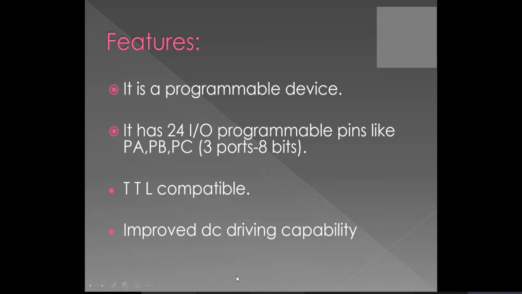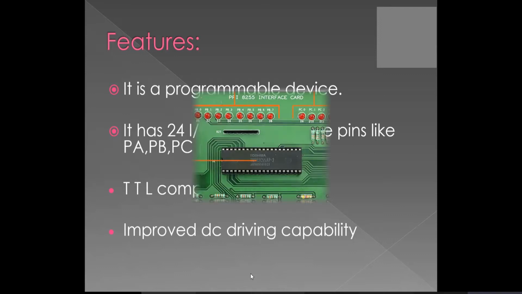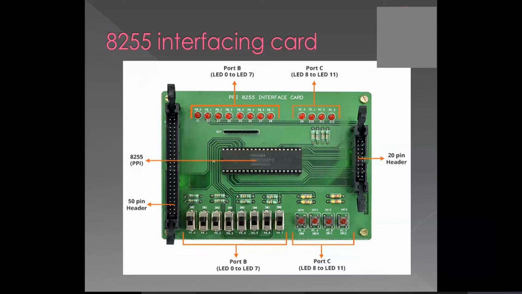You can leave the improved DC driving capability. It's not for you. So this is the 8255 interfacing card. This is how it looks like. There is an IC in between, that is your 8255, and it's connected with many things like LEDs, switches, black switches again, then headers, 2 types of headers, 50 pin header and then 20 pin header. This is the IC which actually transfers the signal from processor to peripheral or peripheral to processor.